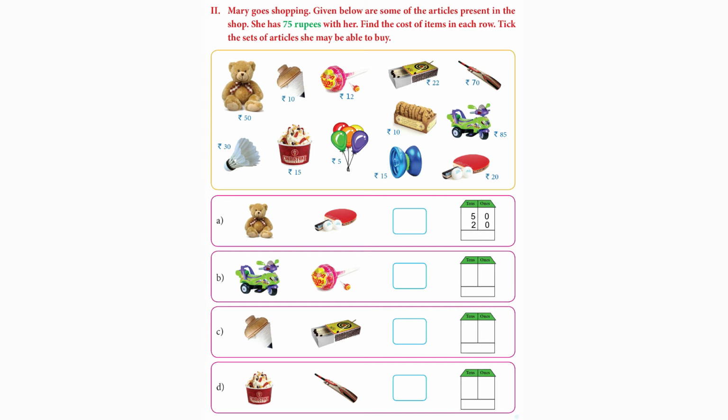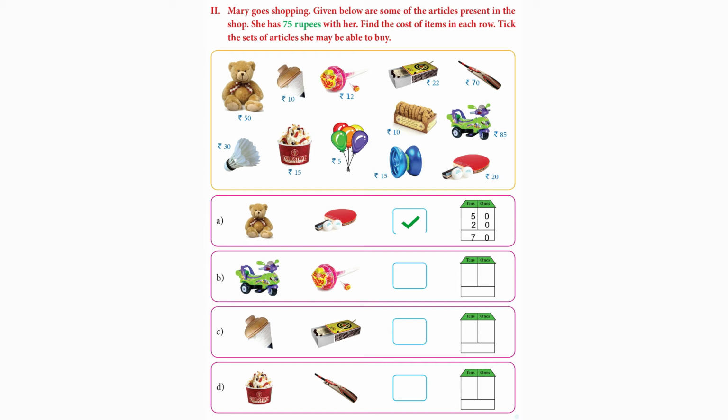So let's add. 0 plus 0 is 0. 5 plus 2 is 7. So it is 70. Can you pick for 70? Yes, you have 75. So put a tick in that blue square that is given. Yes, we can buy that if we want.